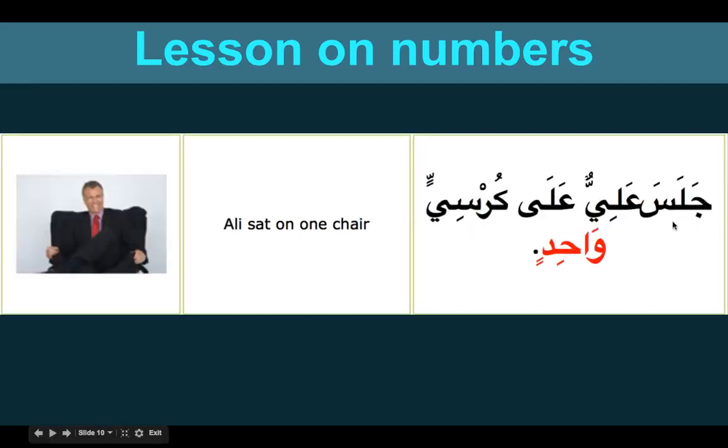Jalasa. This is a verb, so we are looking for a fa'il. Fa'il aliyun, so this is marfu. So Ali sat ala kursiyin wahidin, on 1 chair.